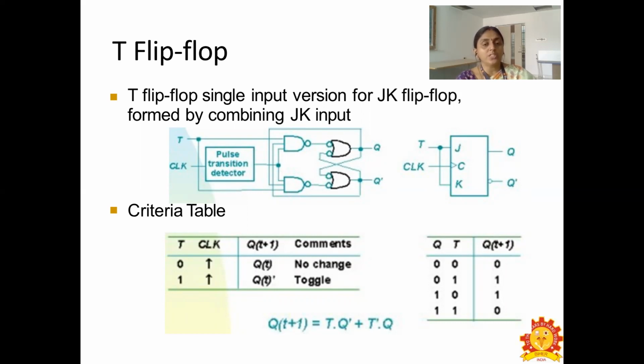So the state equation which can be derived is Q of t plus 1 is equal to T dot Q dash plus T dash dot Q.